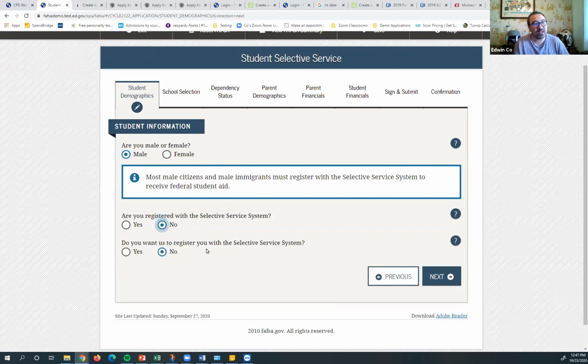Next question, do you want us to register you for selective service? That should be a yes. Selective service is more popularly known as the draft. The draft is so unpopular that they're not going to call up on it. So it's just required by law in order for you to receive federal student aid. So that's a yes. Okay, we're going to hit next.